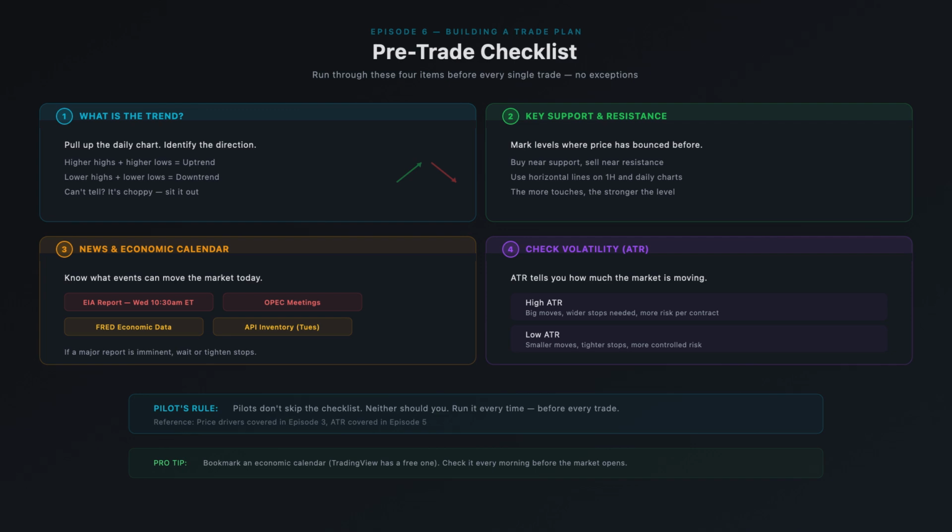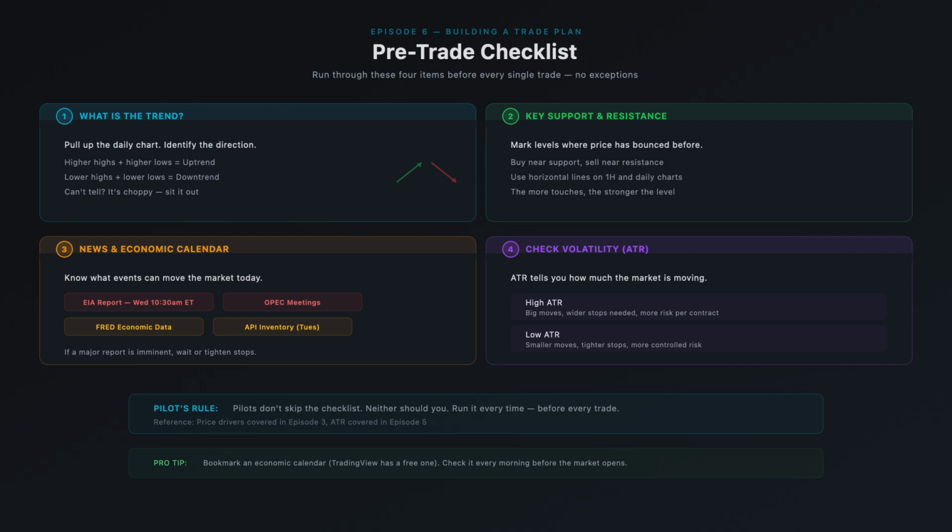Third, what's on the news calendar? Is it EIA Inventory Day? That report drops every Wednesday at 10:30 a.m. Eastern and can move crude oil by $1 or more in minutes. Is OPEC meeting this week? Are there Fed economic numbers coming out? If a major report is about to drop, either wait until after it's released, or tighten your stops.